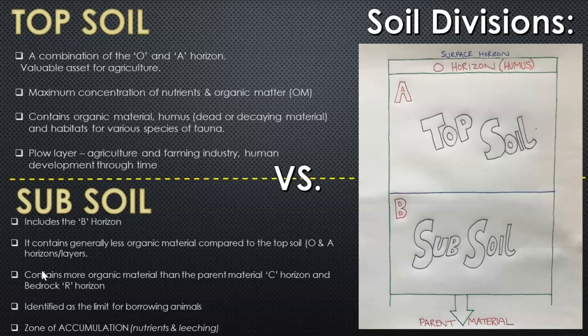It's also very productive for growth of vegetation and biota, and also can contain a lot of humus, which is the result of decomposing material, both plant and animal material being decomposed, and also various species of fauna.